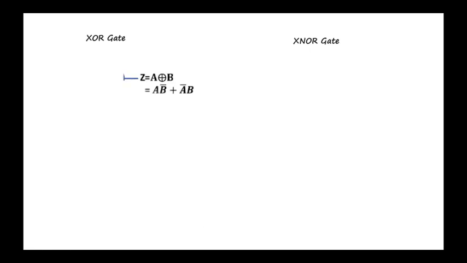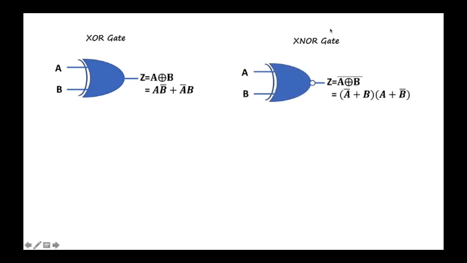Now this is the XOR gate. For two inputs, in the XOR gate the output is equal to A modulo B. And this is the symbol of the XNOR gate, and the output is Z equals A modulo B and its inversion. So A B bar plus A bar B is the output of the XOR gate, where A and B are the inputs, and (A bar plus B) into (A plus B bar) is the output of the XNOR gate, where A and B are the two inputs.